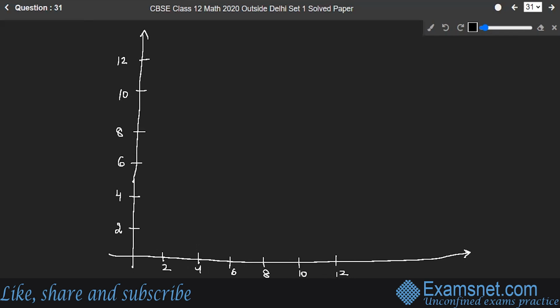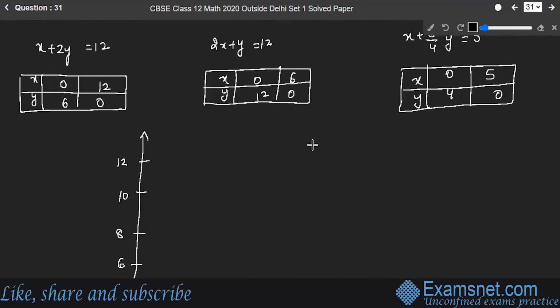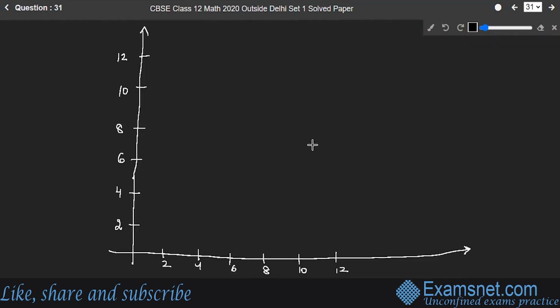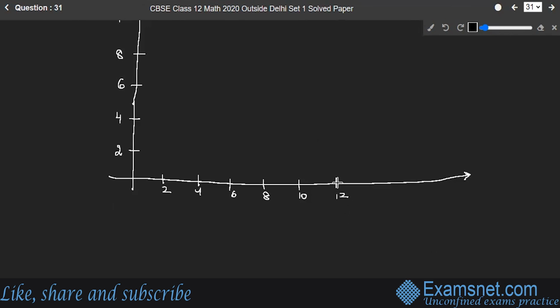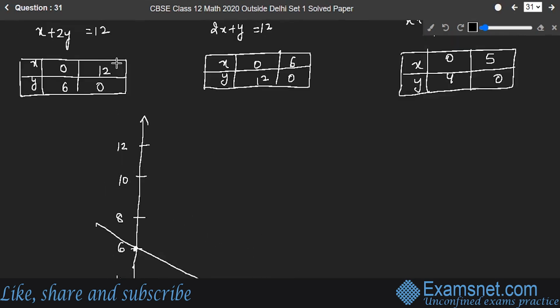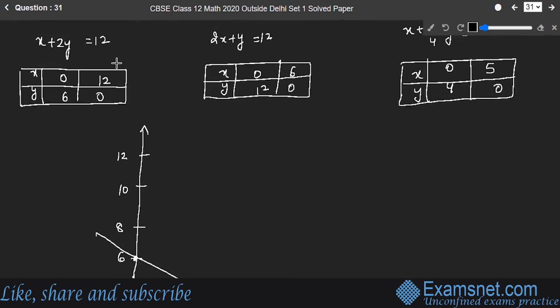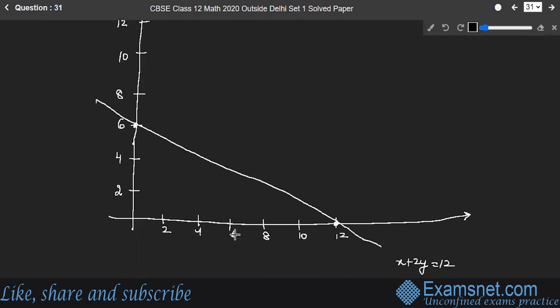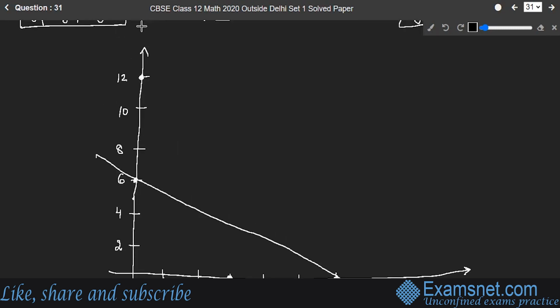Correct. Now let's plot the points. Here you had the first point 0, 6 and 12, 0. So this is the point 12, 0, and this is the point 0, 6. So this is the line x plus 2y is equal to 12. Second one, you have 0, 12 and 6, 0. So here is 6, 0 and 0, 12, which is this point.